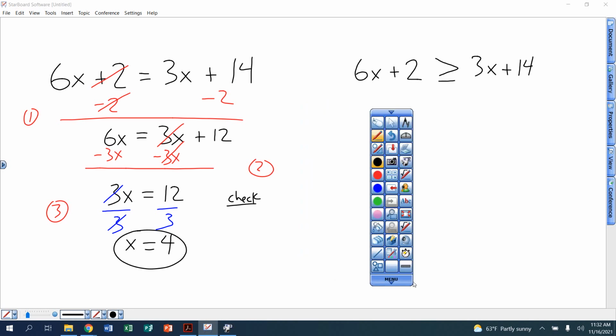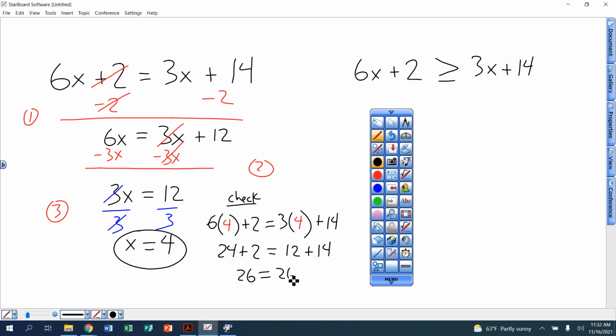Fish. That would be you taking that 4 and plugging it in both places for x. It should give you a true statement when I plug that in, because that is the one solution answer. So 24 plus 2, does that equal 12 plus 14? And yes, that is 26, equal to another 26. That is a true statement. That point was a solution to this equation right here.